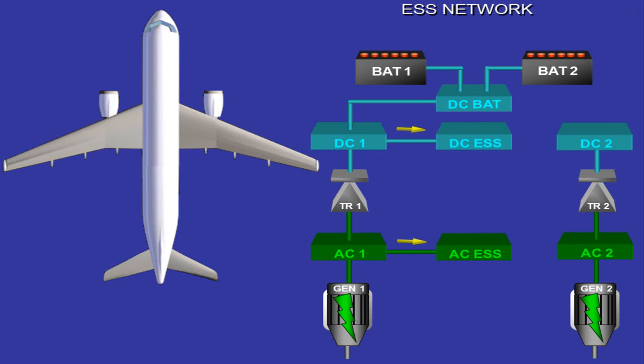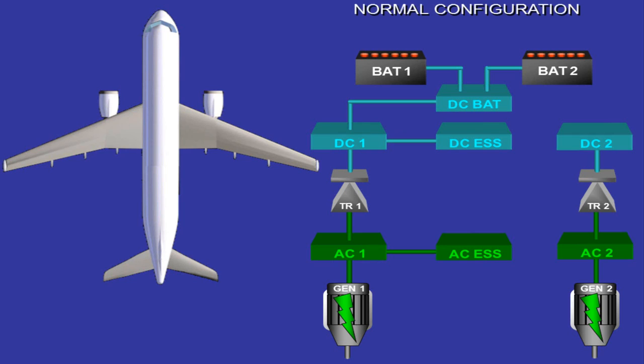The electrical system also includes two essential buses. One is the AC essential bus fed by AC bus 1, and the other is the DC essential bus fed by DC bus 1. These buses are used to supply the most important aircraft systems. This is the basic electrical system.